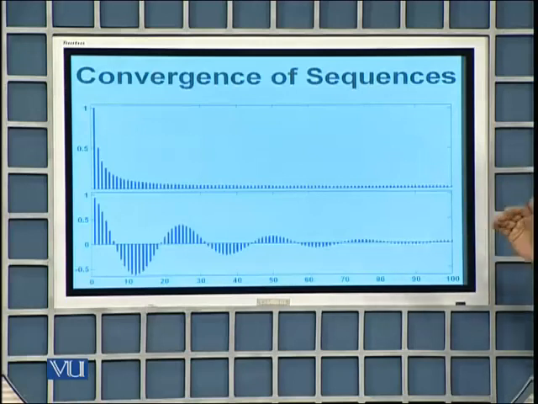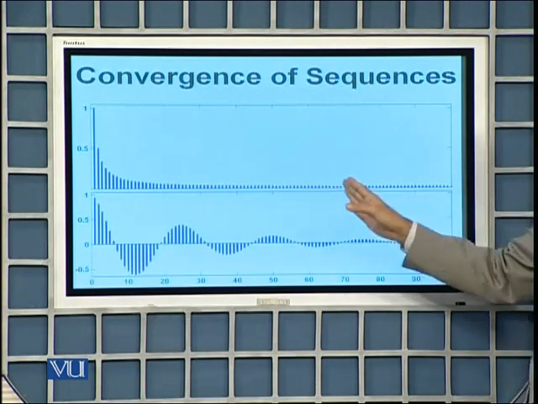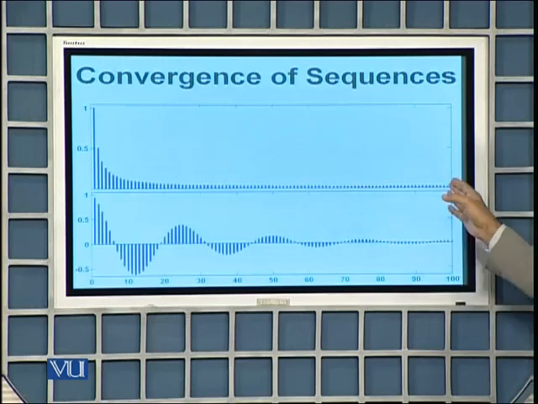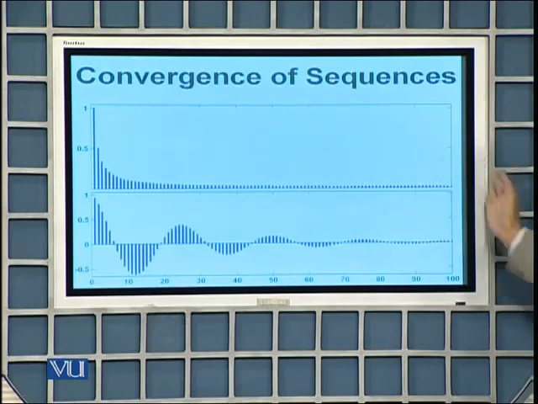So if you pick any threshold of closeness, any limit of closeness delta, then there will come a time that all numbers from a certain threshold index will be closer to the destination value, which is 0, by that delta, or the difference between the destination value, which is 0, and the numbers in the sequence after the threshold index will be less than delta.